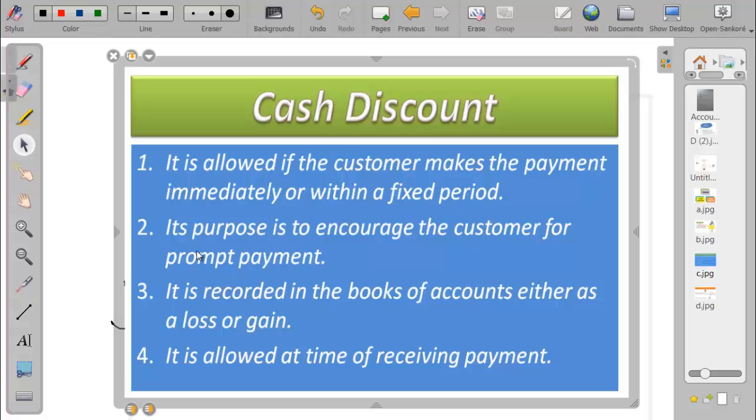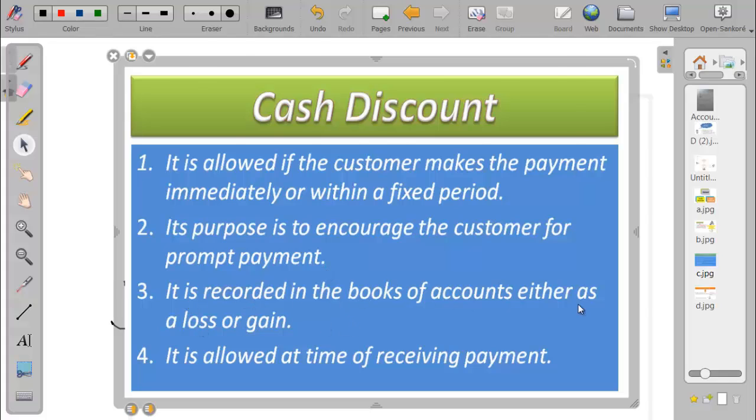No need to write. I will give you the notes. Just focus on the screen. Now the second point is what? Its purpose is to encourage the customer for prompt payment. Why are we allowing cash discount? So that the customer pays us money immediately. Now the third point is what?